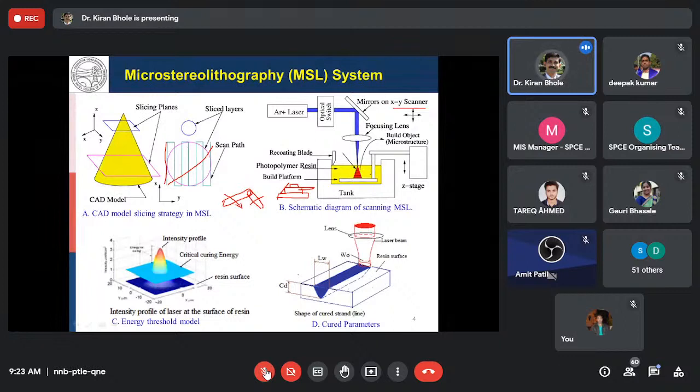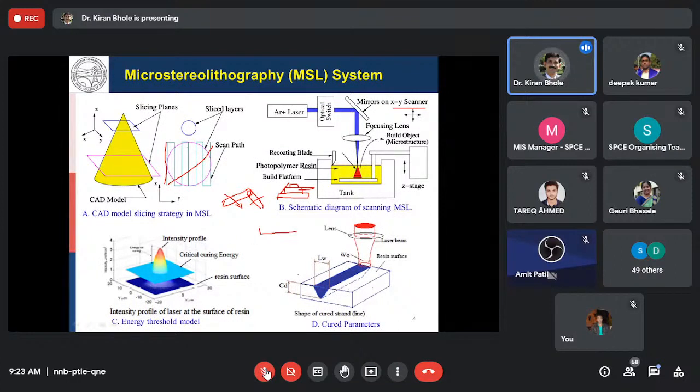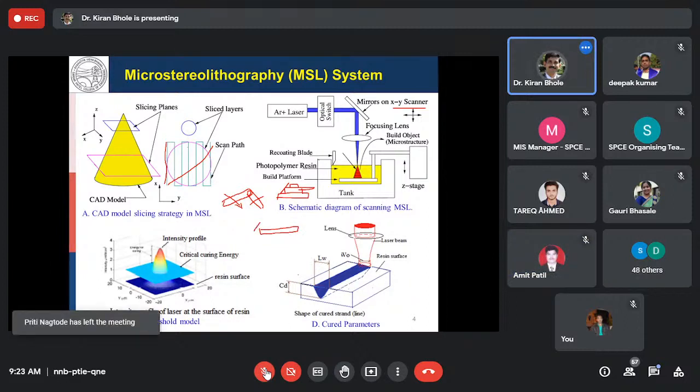Very important point. It is impossible to get such a small thickness of the layer on top of the platform, because when the viscosity is high, it will build up onto the edges. When we are dipping this particular platform, let us say this is the platform, and we are dipping it into the resin, then what will happen?